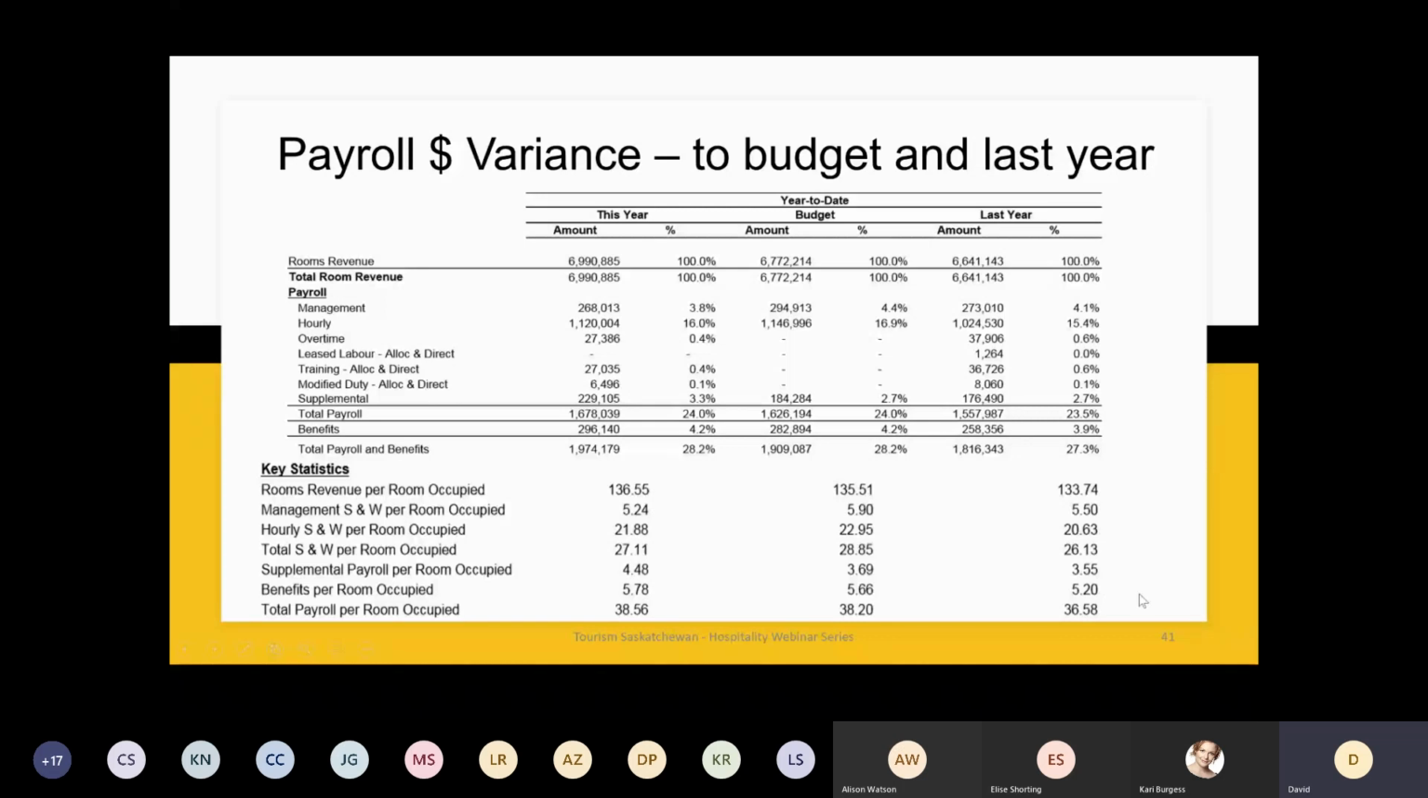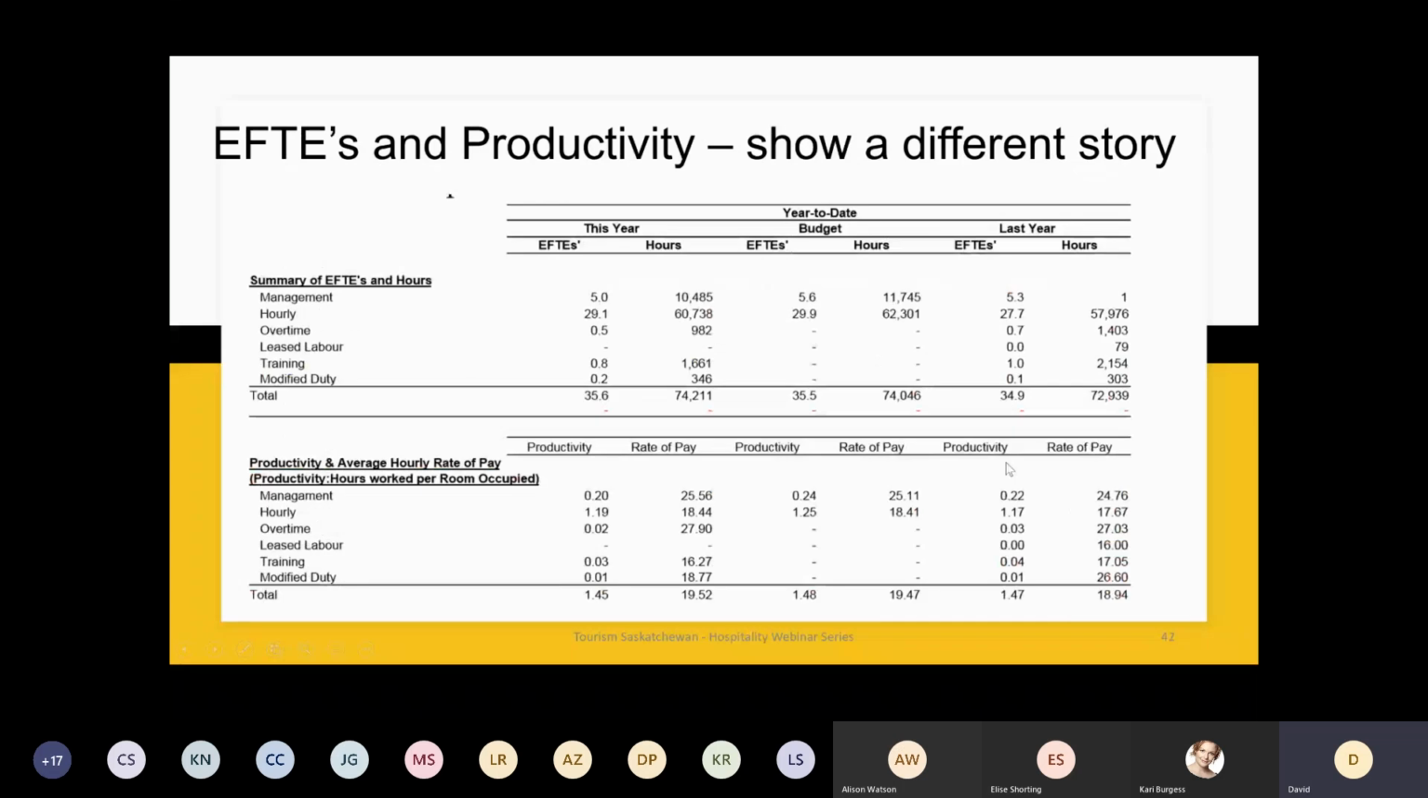Because when we start looking at our payroll, it has gone from 1.8 million to nearly 2 million. It's gone up $160,000. So it's chewed up quite a bit of that additional revenue. And it kind of looks like we didn't do such a great job. But if we can look at productivity, we can see a completely different picture. And it's going to save a lot of arguments at the property level as to how well we're doing.